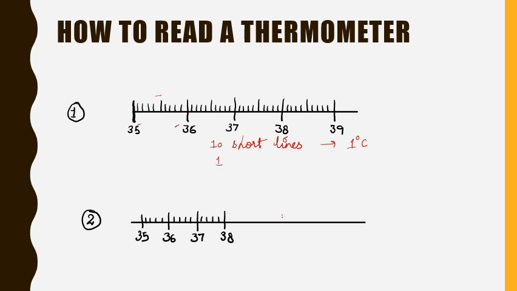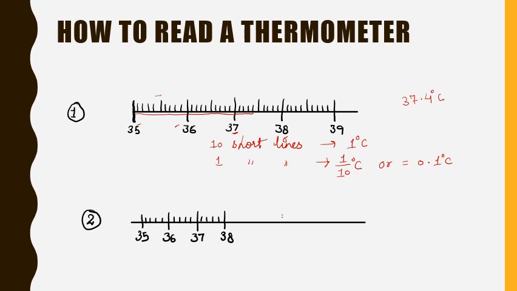So how much one short line will represent? It will represent 1 by 10 degree Celsius, or we can say 0.1 degree Celsius. So if the mercury level rises till here, we can read it as it is 37 degree, and then after 37 degree 1 2 3 4, how many short lines? 4 short lines. So it means its reading will be 37.4 degree Celsius.